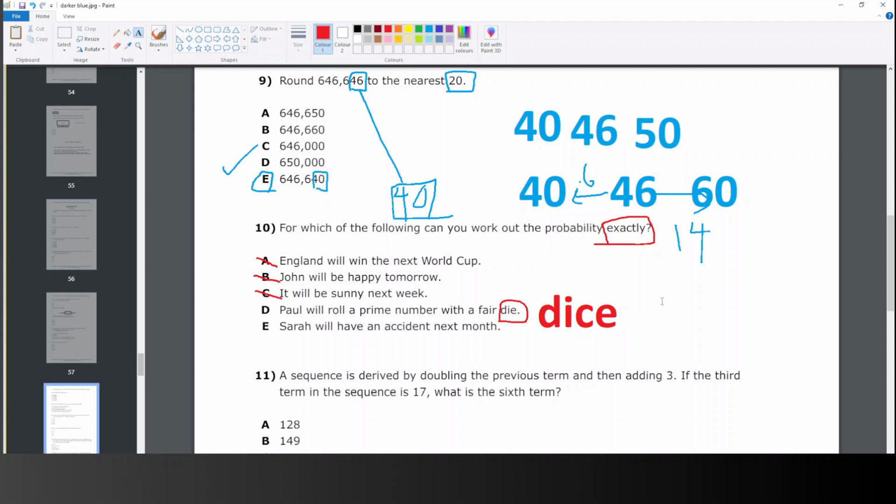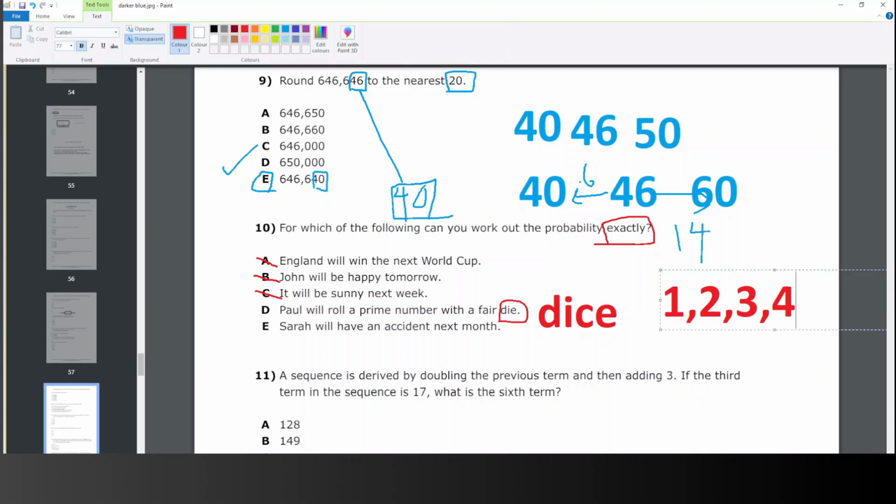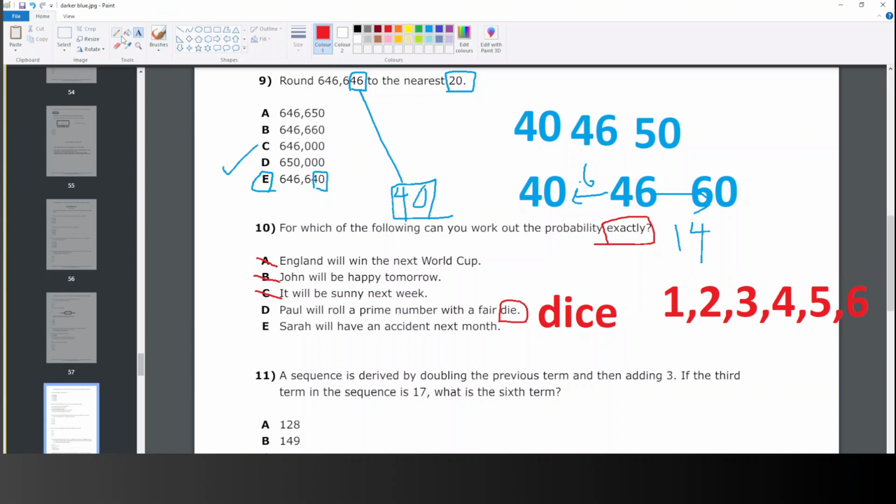If we look at Paul, well, on a dice, 1, 2, 3, 4, 5, 6. He will roll. Can we work this out for sure? Well, let's do it. A prime number is a number whose only factors are itself and 1. So the prime numbers are 2, 3, and 5. It is not 1 because 1 has only one factor. So 1 is not prime. So what's the chance of picking a prime? How many prime numbers are here? 3. How many numbers in total? 6. So 3 over 6 is equal to a half. So D should be the answer.